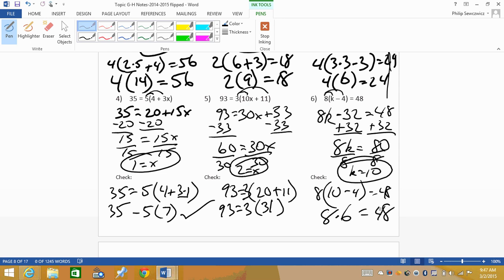So the main thing that we're after here is that all of our problems eventually become a two-step equation. We just have to do some work to get it to look like that. So in here we had the distributive property, so we could use that, and then we were able to solve our two-step equations.